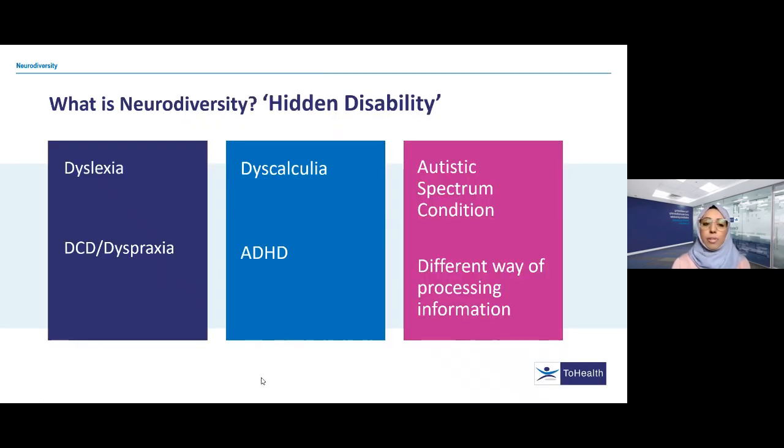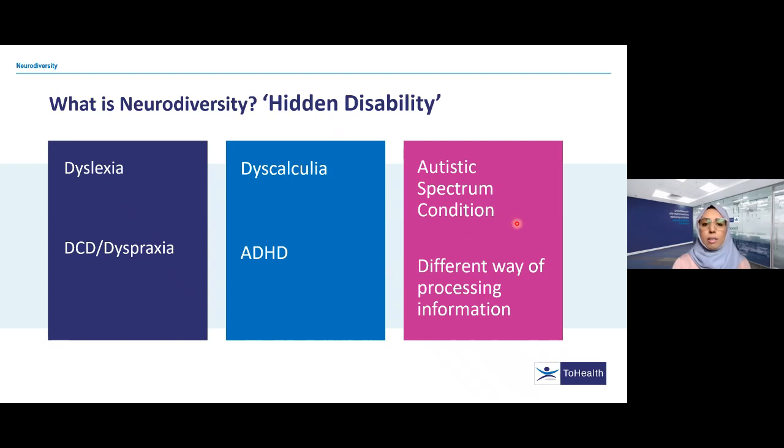So what are some of the key conditions that fall under neurodiversity? Well, we have dyslexia, dyspraxia, also called developmental coordination disorder, Dyscalculia, ADHD, or autism spectrum condition, or autistic spectrum condition, or autism spectrum disorder, ASD or ASC, but I'll simply refer to it as autism.